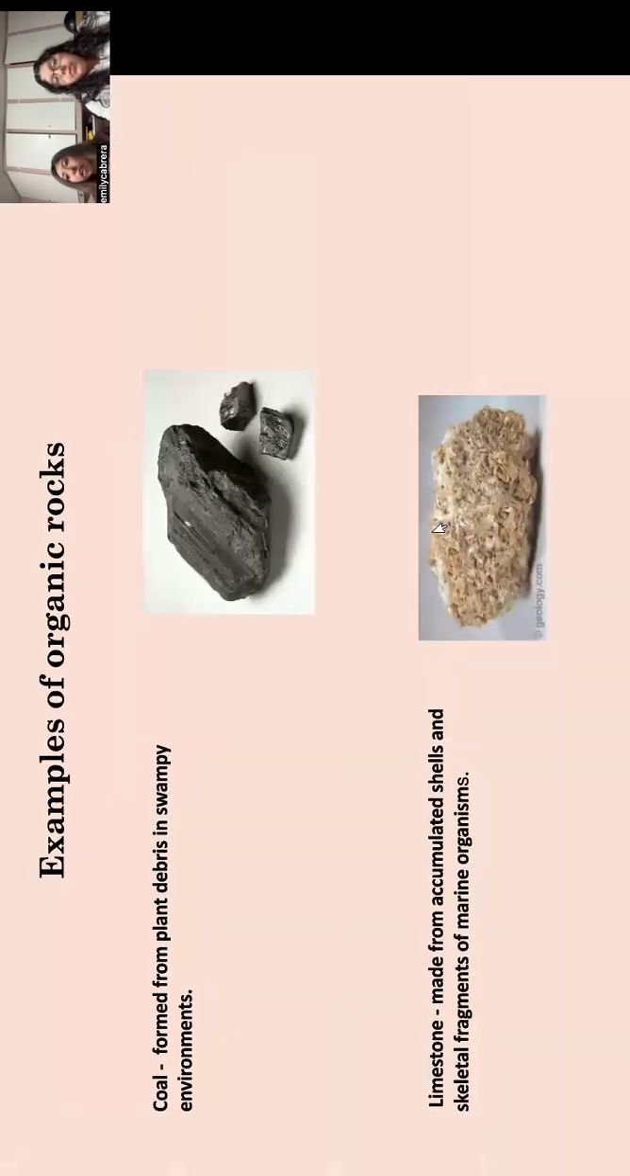And some examples of organic rocks. This one right here is coal, which we have seen multiple times, that is formed from plant debris in swampy environments. We also have limestone, which is made from accumulated shells, skeletal fragments, and marine organisms, which we have also seen during lab. It has a very sand-like texture, I guess you can say.